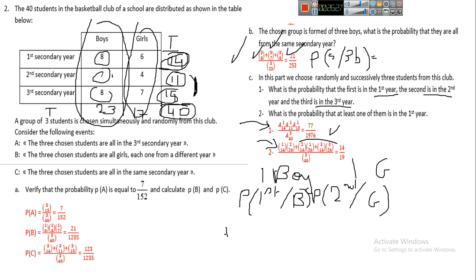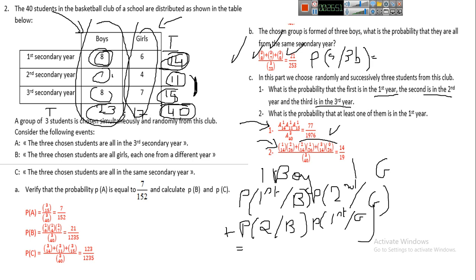Or I pick second secondary knowing a boy and first secondary knowing a girl. So here I have a condition. Why do I have a condition? Because I want to pick one from boys and one from girls. So I have a sub-universe. So the probability of picking from first secondary knowing a boy, I have 8 out of, how many students do I have here? 23. So it will be 1 out of 8 over 1 out of 23, which is 8 over 23.